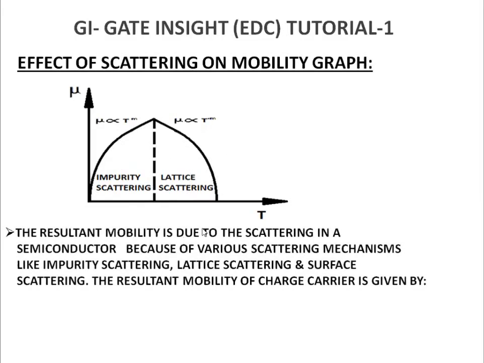The resultant mobility is due to the scattering in the semiconductor because of various scattering mechanisms like impurity scattering, lattice scattering, and surface scattering. The resultant mobility of the charge carrier is given as.